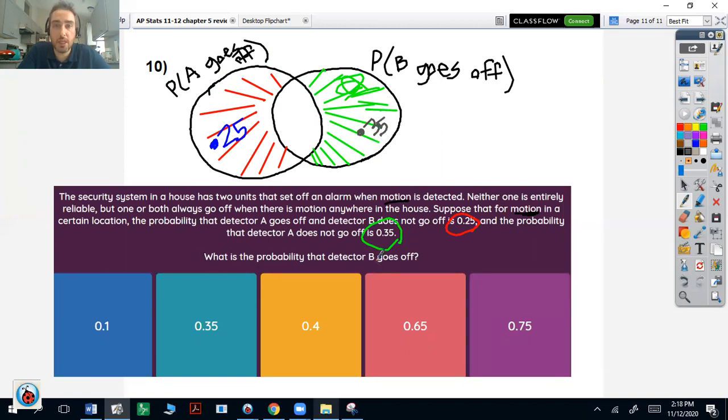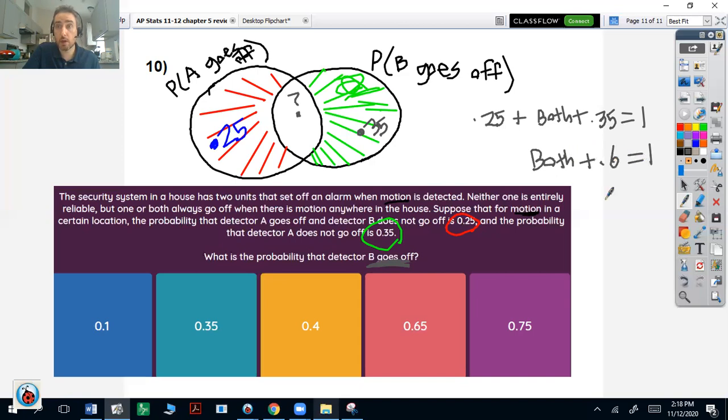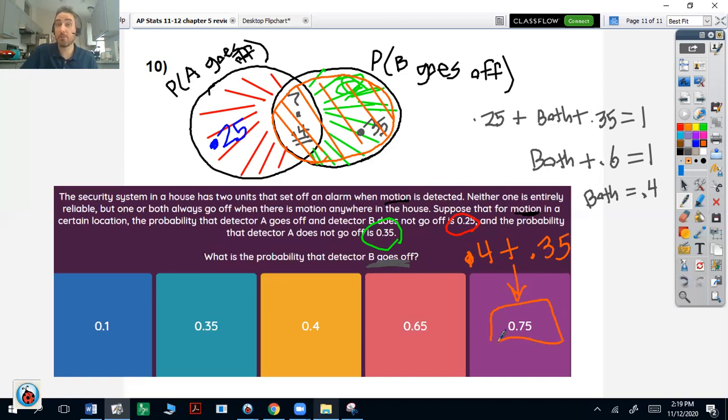So we want to know, what is the probability that detector B goes off? Well, detector B could go off also when A goes off. So we have to figure out this missing number. And remember, everything adds to 1. So 0.25 plus the both plus the 0.35, that should be 1. So 0.25 plus 0.35 is 0.6. So the both is going to be 1 minus 0.6, which is 0.4. So now I have that. And probability of B going off is all of that. So it's going to be the 0.4 plus the 0.35. So there you go. Thanks for watching.